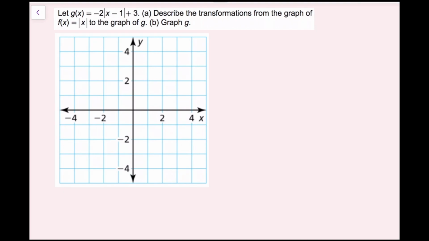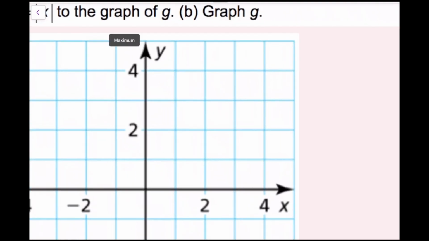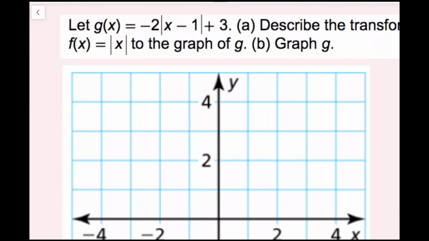Let g of x equal -2 times the absolute value of x minus 1, all plus 3. Describe the transformations from the graph of f of x equals the absolute value of x to the graph of g. Part B, graph g. Okay, so I'm going to zoom in on the actual equation for the function g of x.